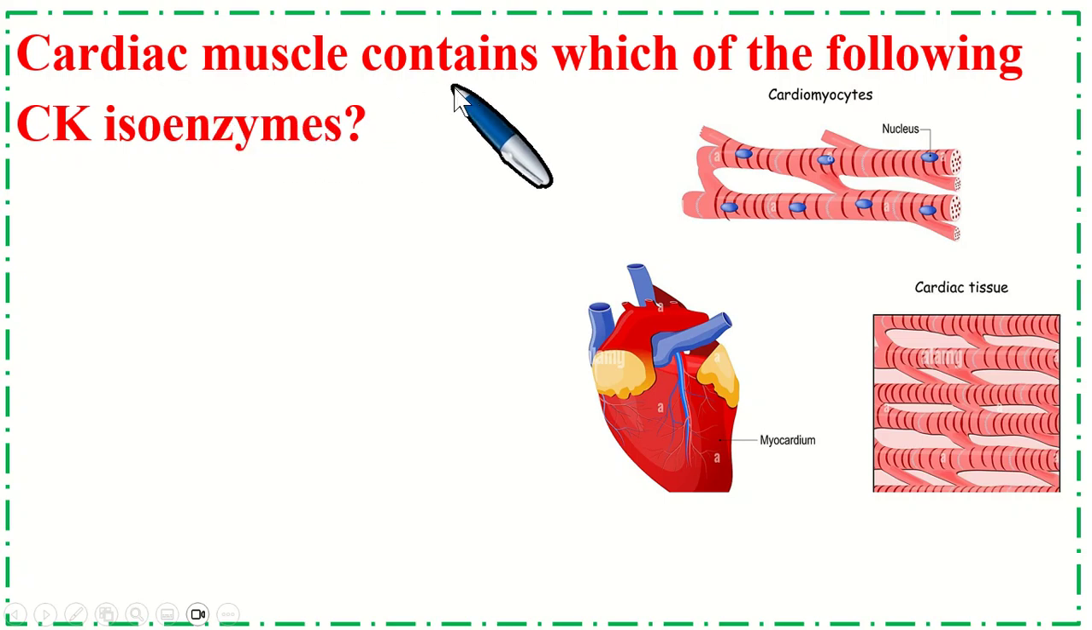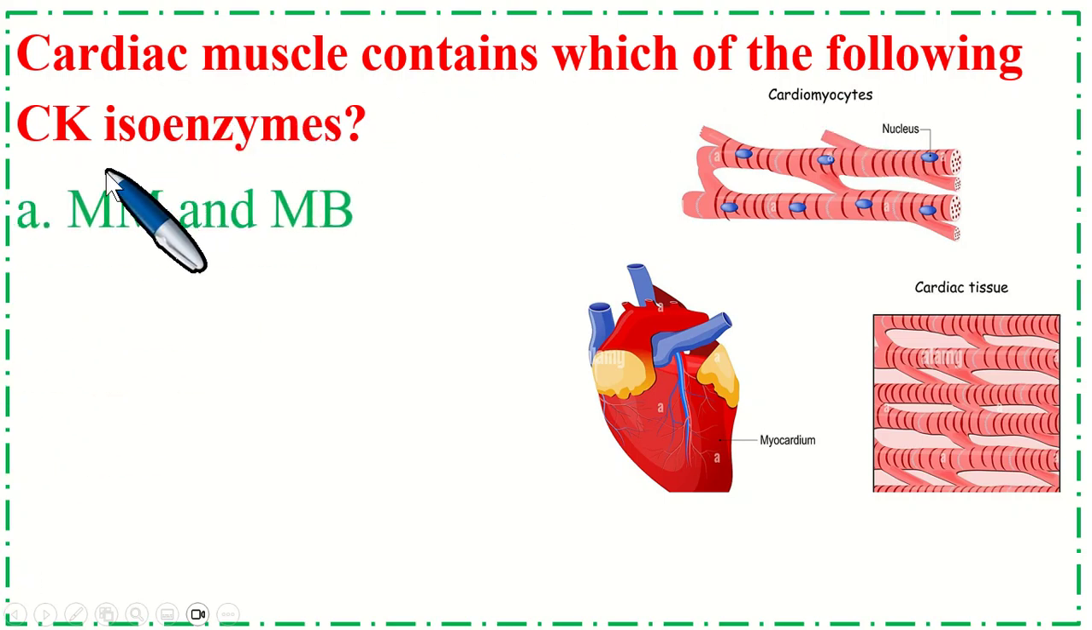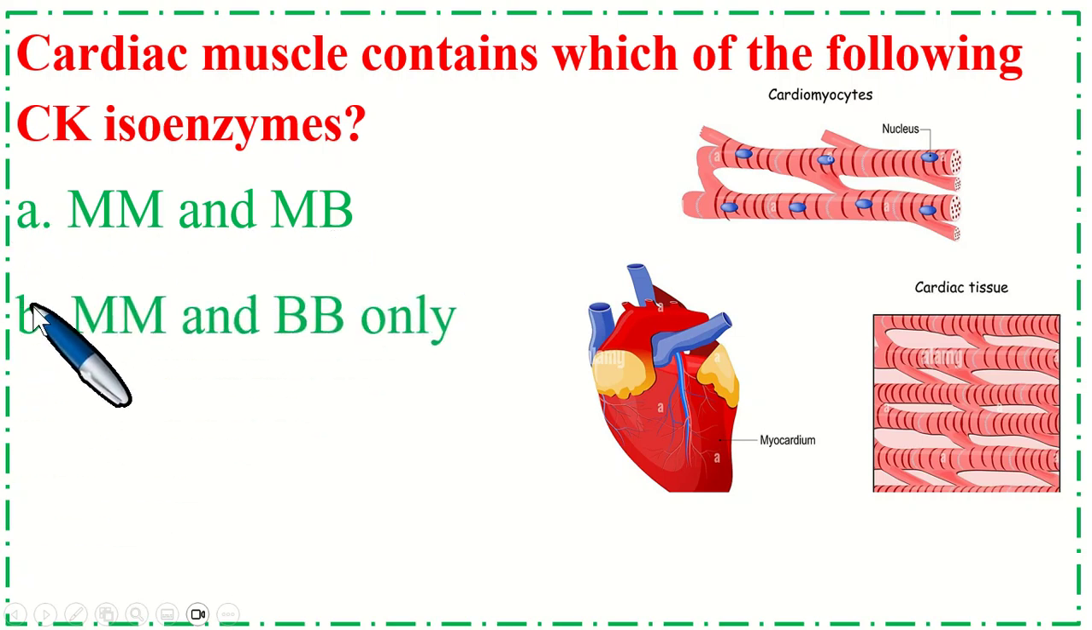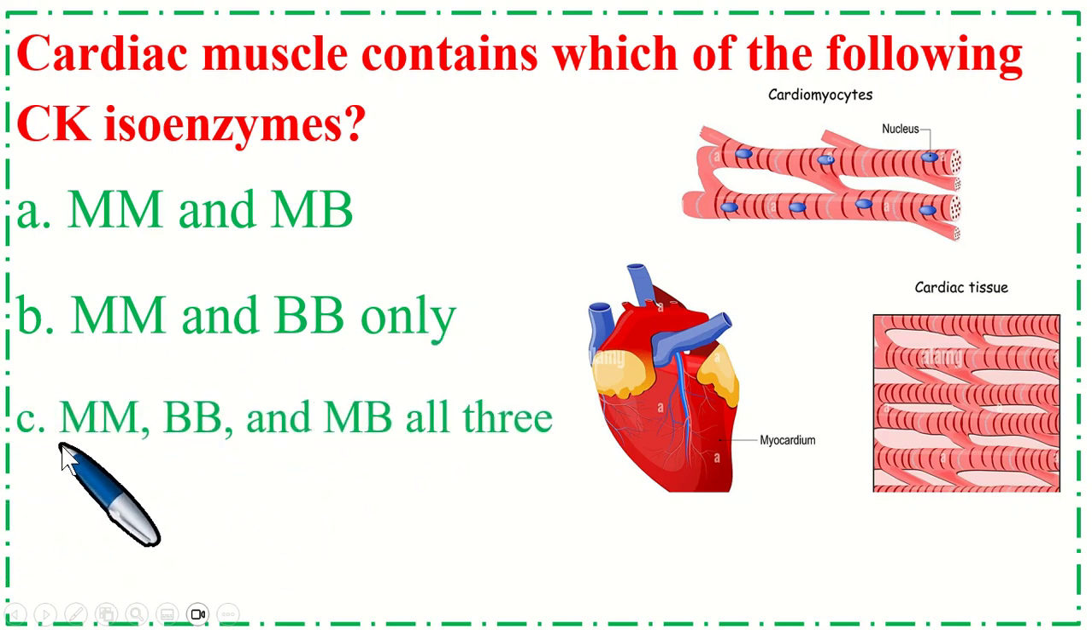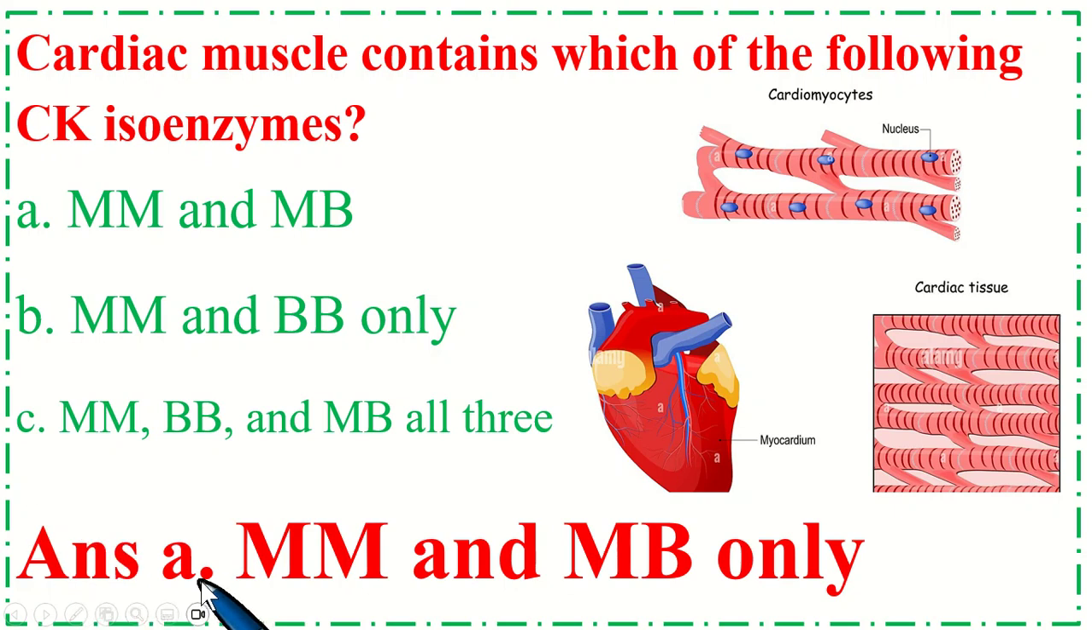Cardiac muscle contains which of the following CK isoenzymes? Option A MM and MB. Option B MM and BB only. Option C MM, BB and MB, all three. Correct option is A MM and MB only.